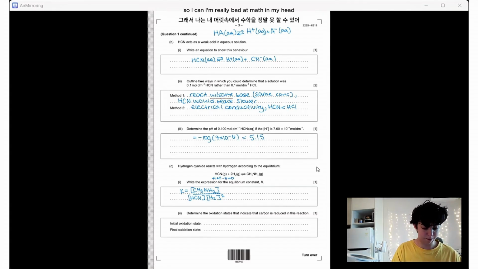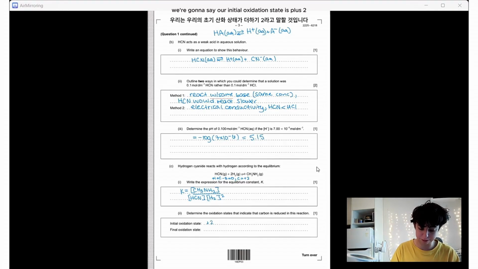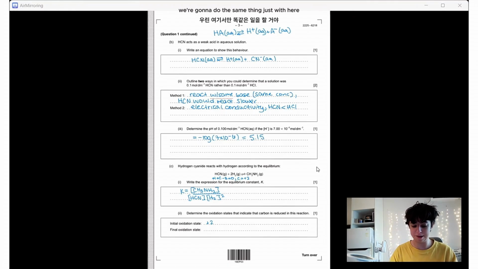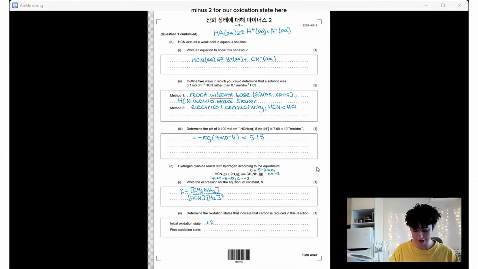So I'm really bad at math in my head. Listen, so that means that carbon is going to be equal to plus 2. There we go. So we're going to say our initial oxidation state is plus 2. Our final oxidation state, we're going to do the same thing just with the product. Okay, so we have carbon, and then each hydrogen is plus 1. We have 3, 4, 5 of those. So carbon plus 5 minus 3 is going to be equal to 0. So that means that it then is going to be equal to minus 2 for our oxidation state here. So it goes from plus 2 to minus 2, which is indeed a decrease in oxidation state. And that concludes question 1 for that paper 2 of SL.